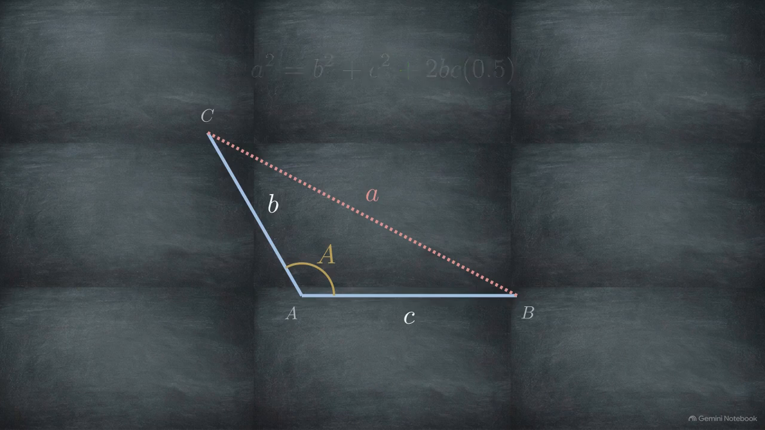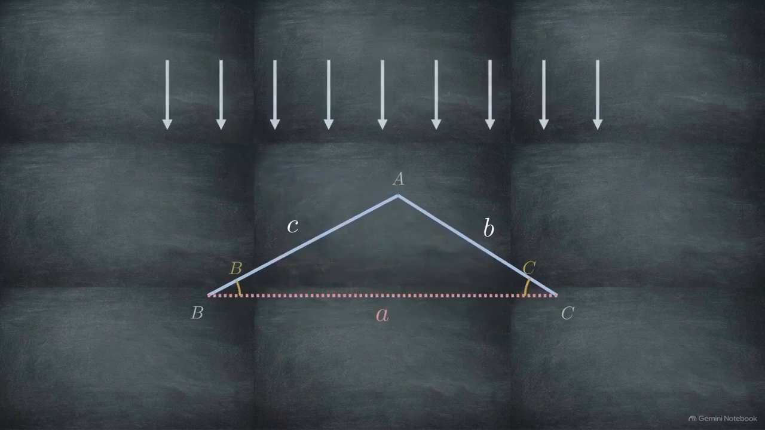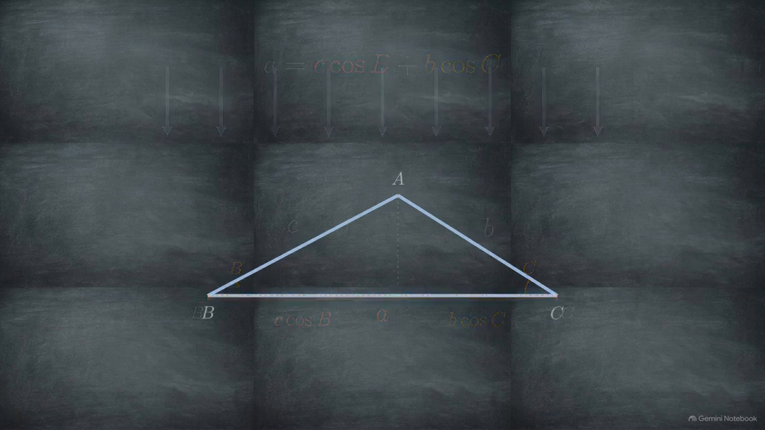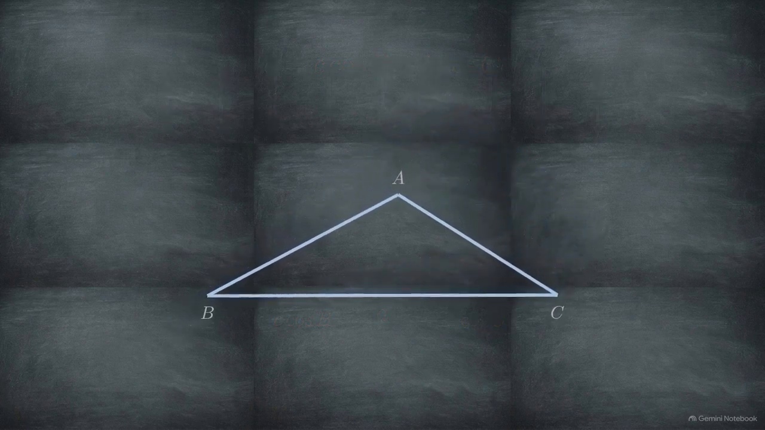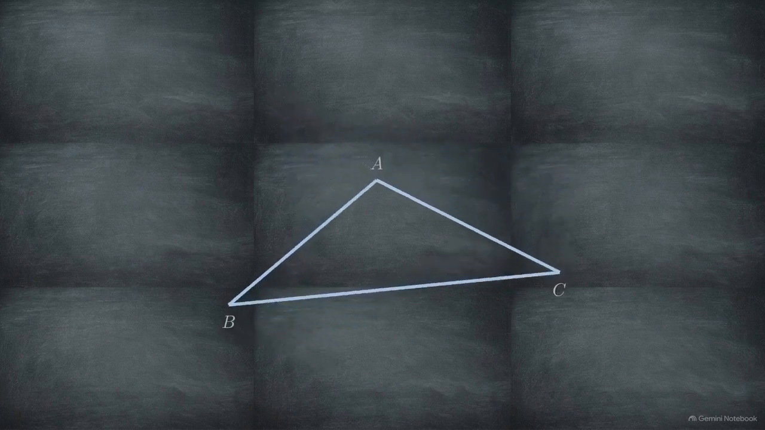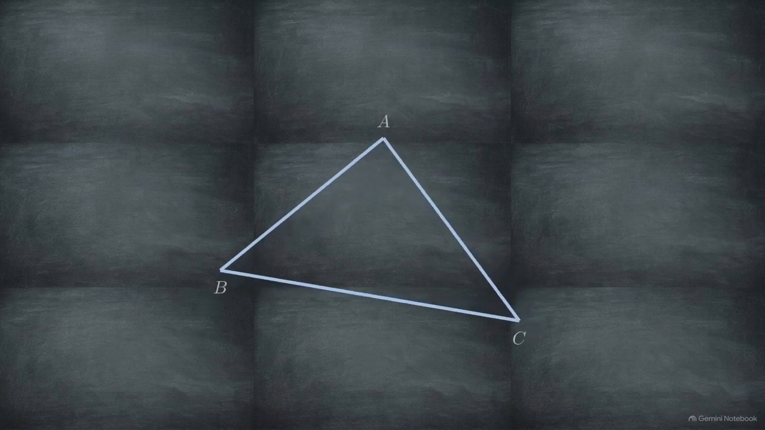We can also visualize this geometry through the projection rule. This animation shows a downward light source, casting shadows from the two slanted sides onto the flat base. By adding the lengths of those two shadows, b cosine c and c cosine b, we find the exact length of the base side. Whether we measure straight distances from a hinge or calculate shadows cast onto a baseline, the length of an unknown side is dictated entirely by the geometry of the sides and angles connected to it.